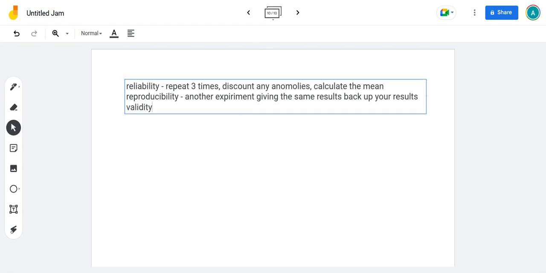Next one's validity. I've tried to talk about this one a little bit as we go through. Results are valid if you only change one variable. Things that make your results invalid are things like if you weren't able to get all the beetroot out at the right time. If you left some of them in for longer than other ones, then you weren't only changing one variable, were you? You also changed the length of time they were in for. And so therefore you were changing more than one variable. So validity is you only change one variable, and this means that you are answering the original question. Otherwise, you're testing something completely different.